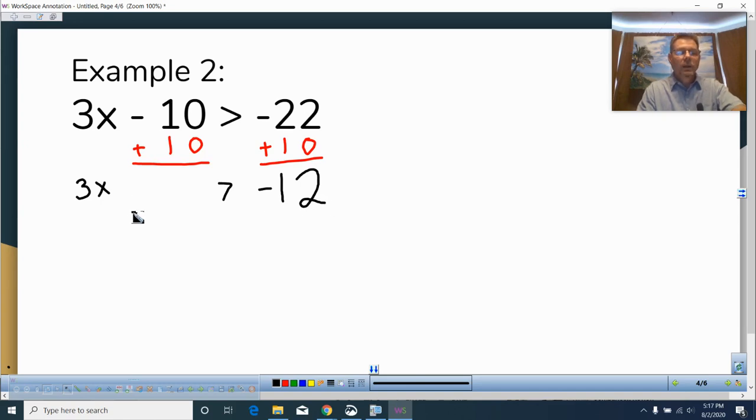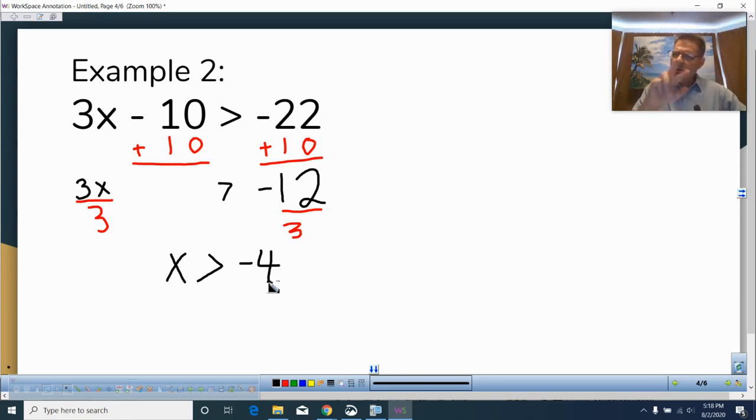My little pencil pooped out on me, so I'm going to have to use my trackpad here and then divide by 3 on both sides. And so where we go, we've got x is greater than -4.